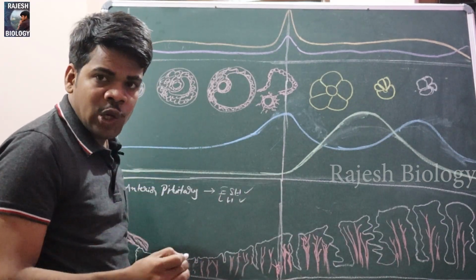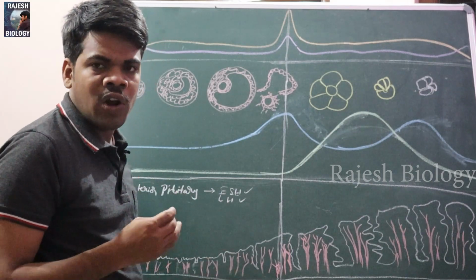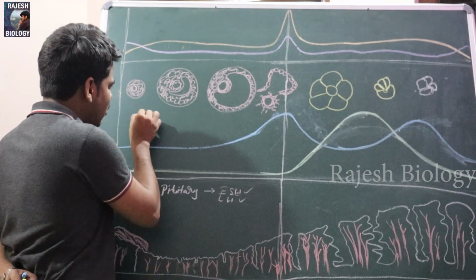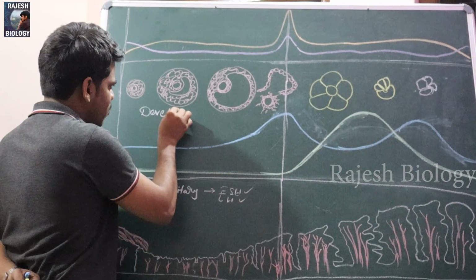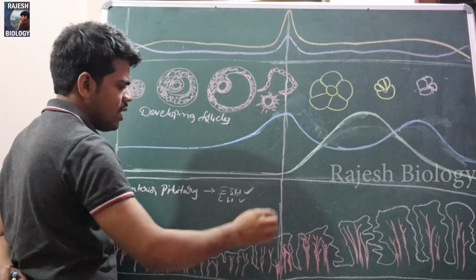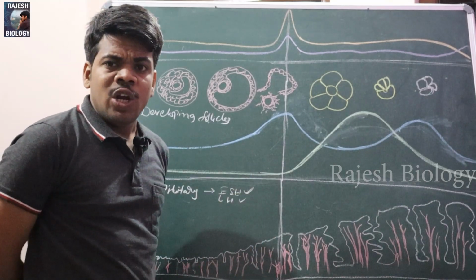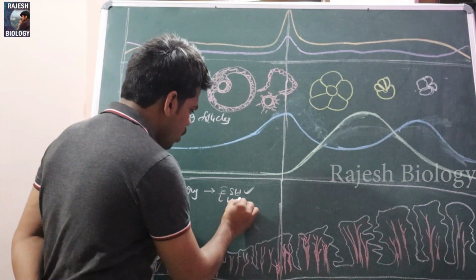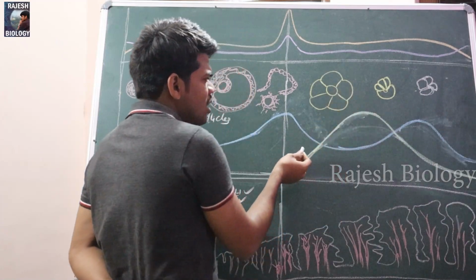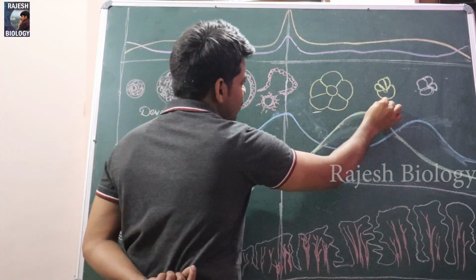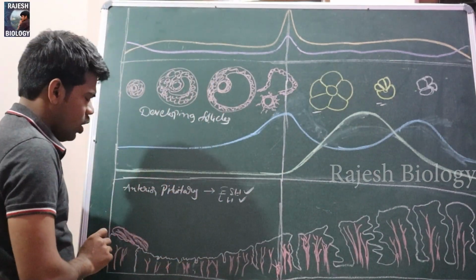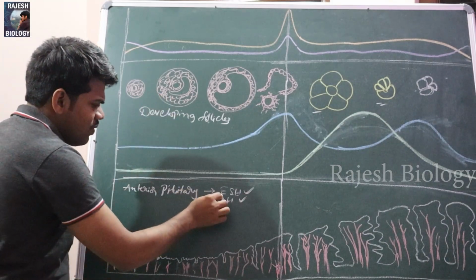FSH means follicle stimulating hormone. It helps in the development of follicles, so the follicles are developed because of this FSH. Another hormone is called luteinizing hormone, which stimulates the corpus luteum. So these two hormones are FSH and LH.